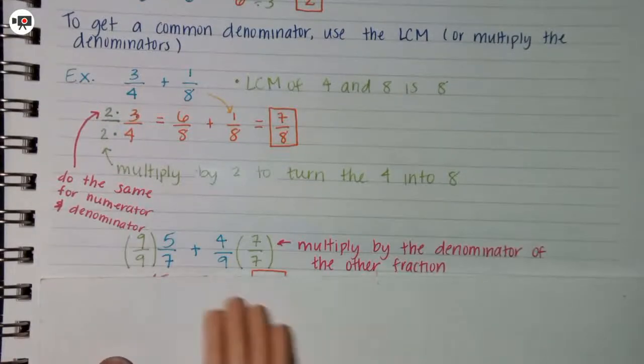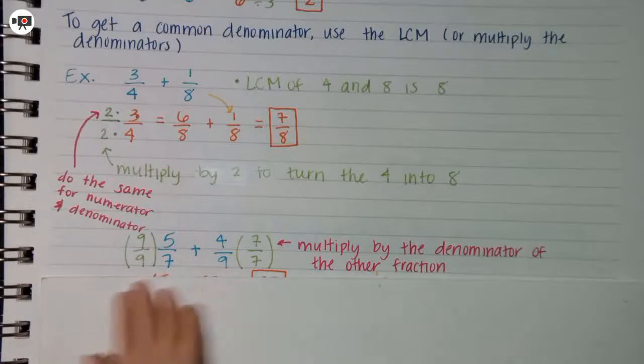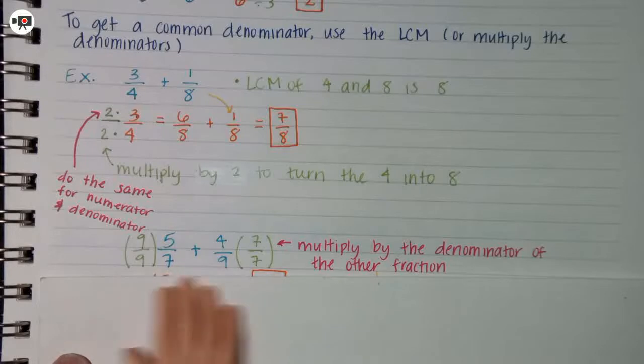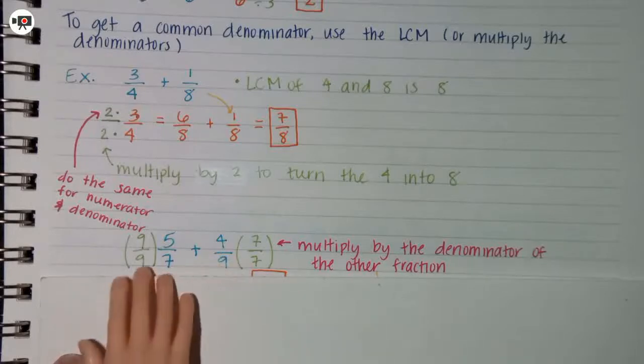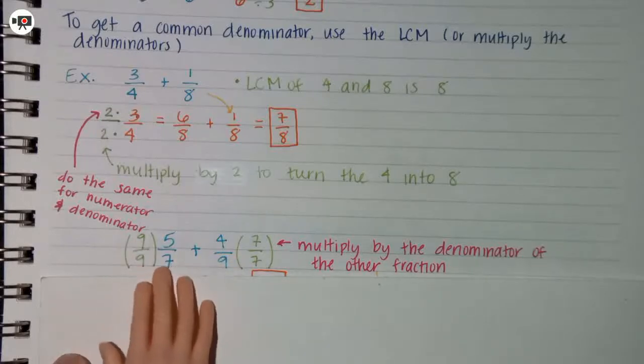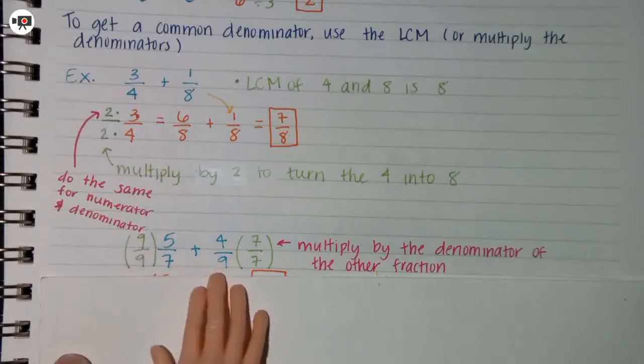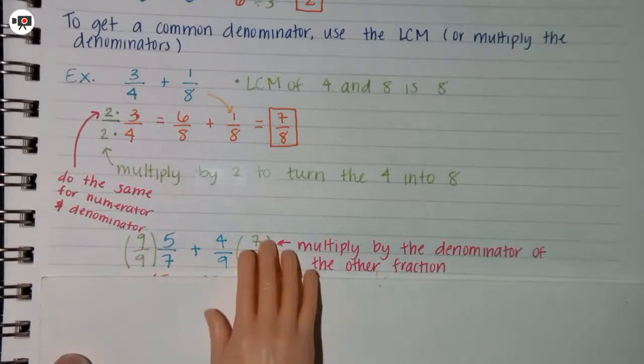Now for 5/7 and 4/9, for those two, I know they don't have an LCM that is really close, so I can't just double one of them to get the other. So I'm going to take the denominator of the other fraction and multiply by top and bottom. So for this 7, I need to multiply by 9/9. And for the fraction with denominator 9, I'm going to multiply by 7/7.